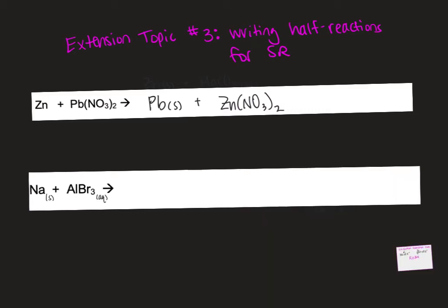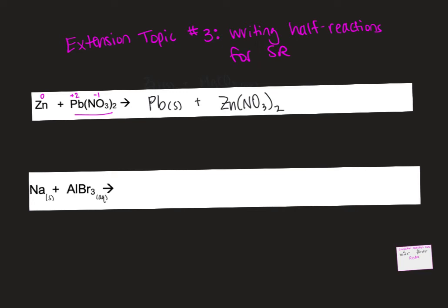So in this example, I'm going to assign everything a charge. Remember, elements have no charge in their elemental form, it's just a charge of 0. So zinc has no charge. Here we have an ionic compound. We know that nitrate is -1. That's as detailed as you have to get with that. If we have 2 of them, that means that the charge on this lead ion is +2.